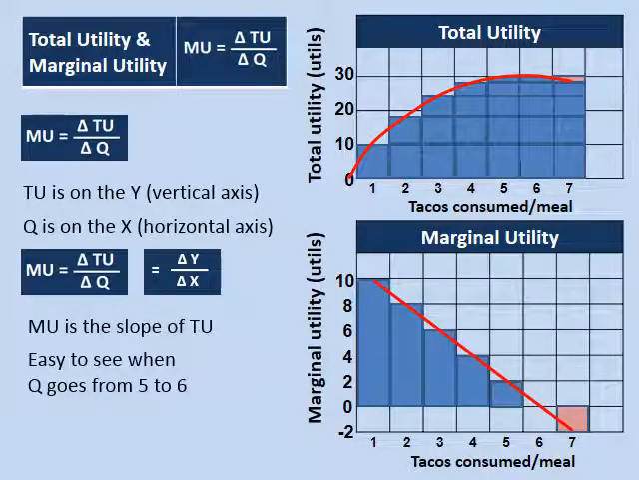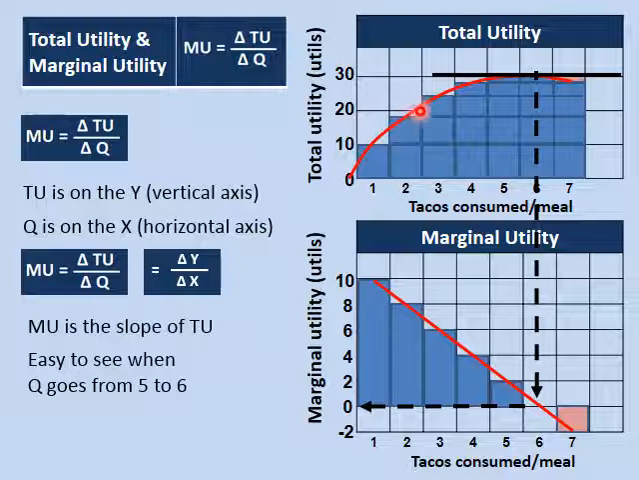Easiest to see when the quantity goes from 5 to 6. When we consumed the 6th taco, we got no additional marginal utility. The slope of the total utility curve at 6 is 0, but that's what the marginal utility is at 6. And at every point along the total utility curve, whatever the slope is at that point, the slope of the tangent line is the height of the marginal utility line.